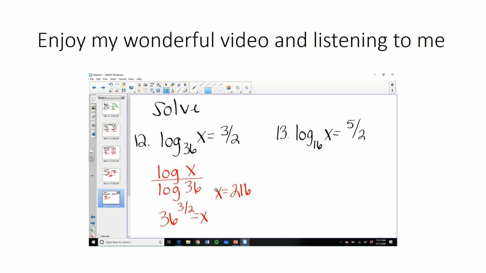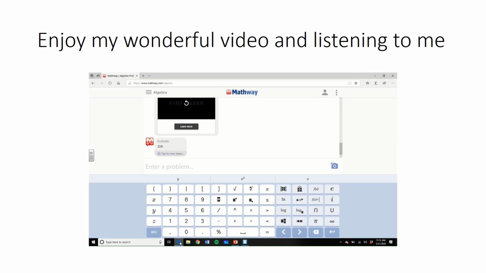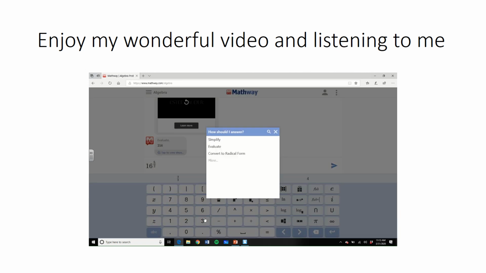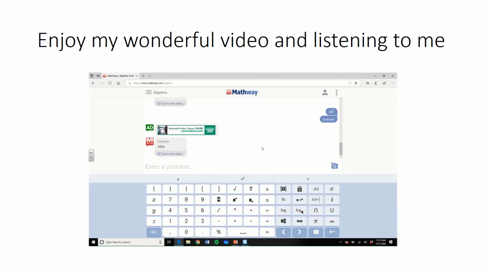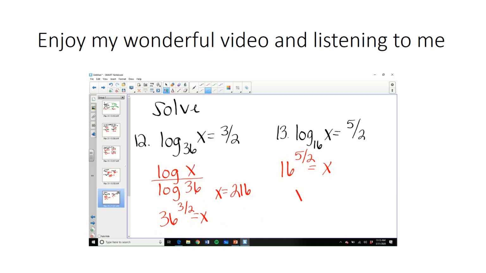So I'm going to do the same thing with number 13. I'm going to convert it to exponent form. So I have 16 to the 5/2 equals x. So I'm going to go to the handy dandy calculator, find out what 16 to the 5/2 equals, and we're going to hit evaluate. And we get 1024. So this answer would be x equals 1024. And that's all my answers.